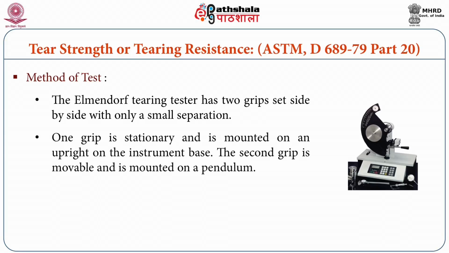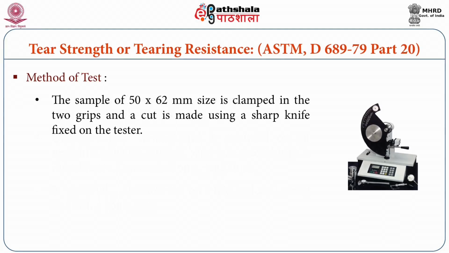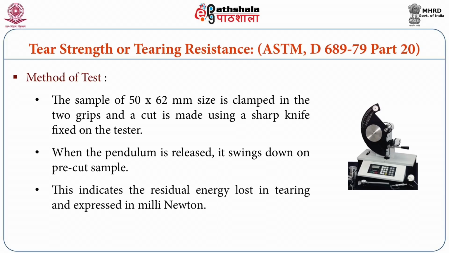The second grip is movable and is mounted on a pendulum. The pendulum is mounted on a frictionless bearing and swings on a shaft. The sample of 50 by 62 mm size is clamped in the two grips and a cut is made using a sharp knife fixed on the tester. When the pendulum is released, it swings down on the pre-cut sample. This indicates the residual energy lost in tearing and is expressed in millinewton.